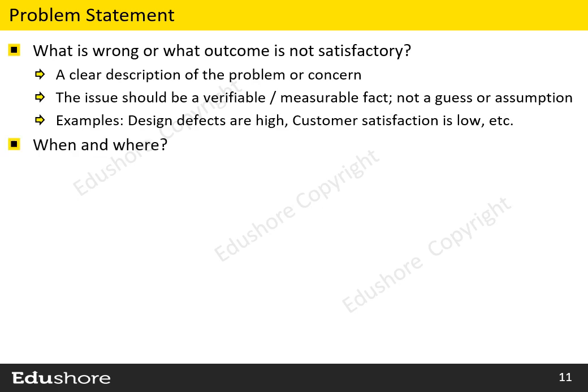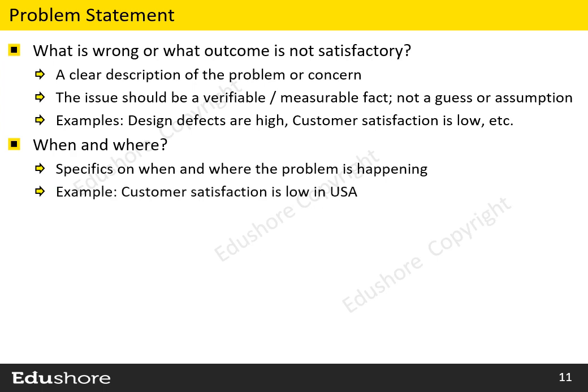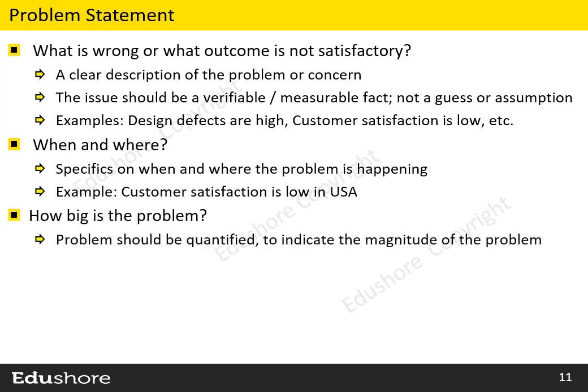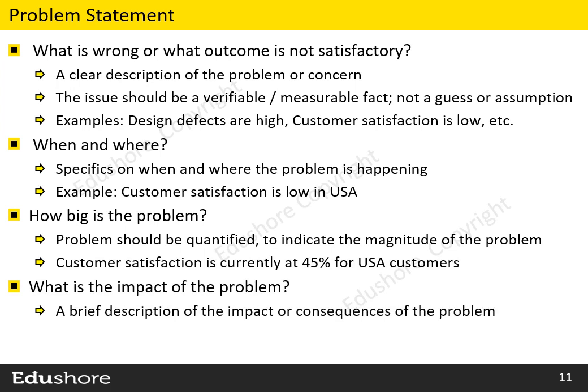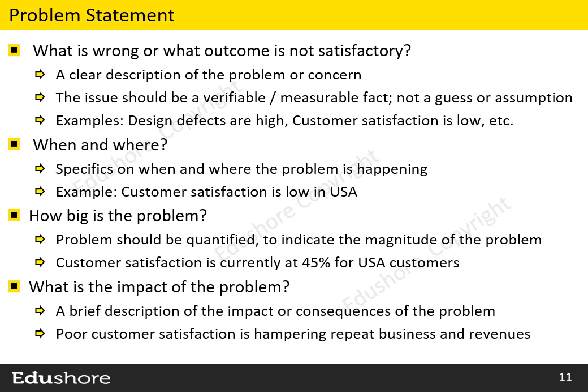The problem statement should mention the specifics on when and where the problem is happening. This adds more clarity to the problem. For example, our issue is poor customer satisfaction, particularly in USA. The problem should be quantified to indicate the magnitude of the problem. For example, we may say the customer satisfaction is currently at 45% for USA customers. A brief description of the impact or consequences of the problem should be mentioned in the problem statement. For example, we may say, poor customer satisfaction is hampering repeat business and revenues.